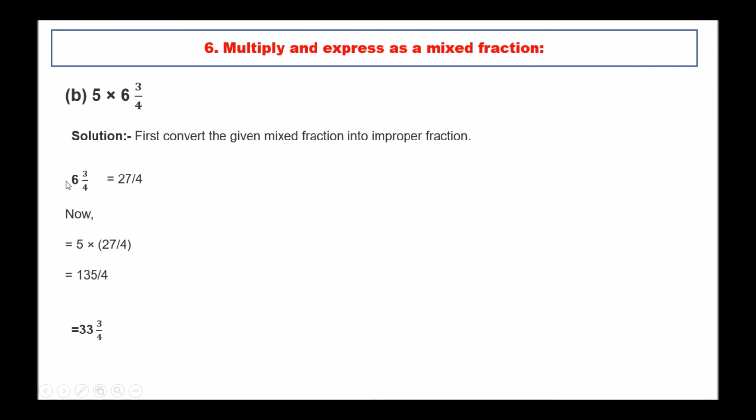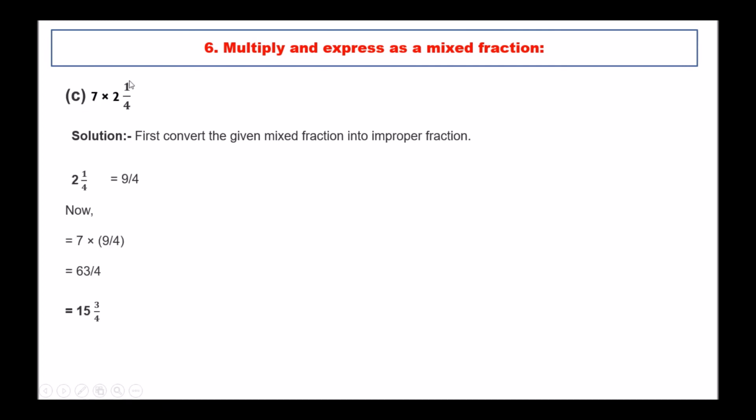So first we'll convert 6 and 3 by 4 into improper fraction, that is 27 upon 4. Now we will multiply it with 5. So 5 into 27, that is 135 upon 4. Now again we will convert, so 33 and 3 by 4 into mixed fraction.